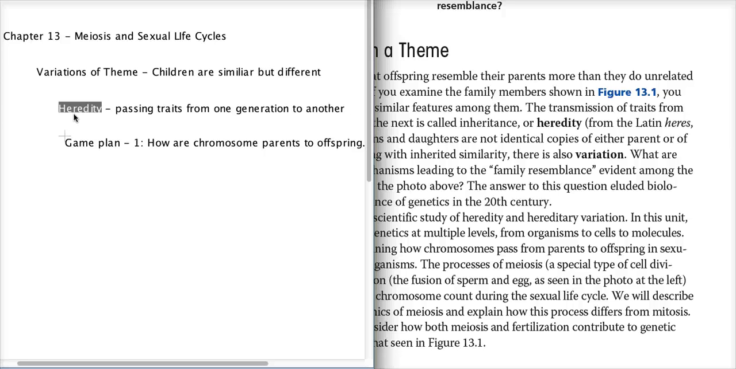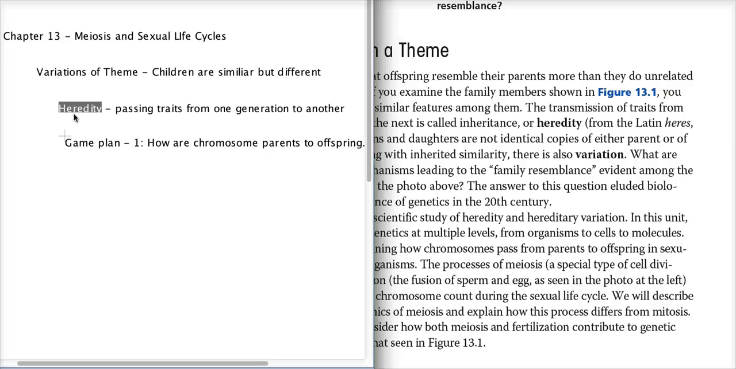Okay, what's the other part? The process of meiosis and fertilization maintain a species chromosome count during the sexual life cycle. So you can write something like that. So the process of meiosis. Now, what's meiosis? You might have to look up what meiosis is. Describe. And again, I'm not going to continue on this. So the game plan 2 would be learning about meiosis and fertilization that maintain a species chromosome count during the sexual life cycle. You don't have to make it all fancy.